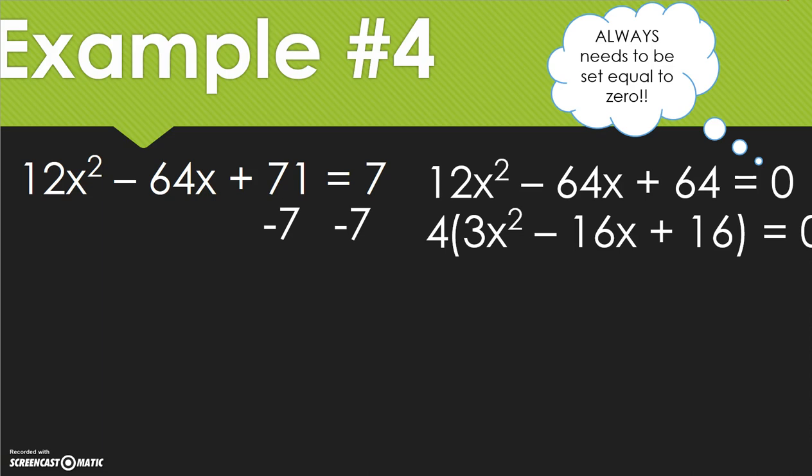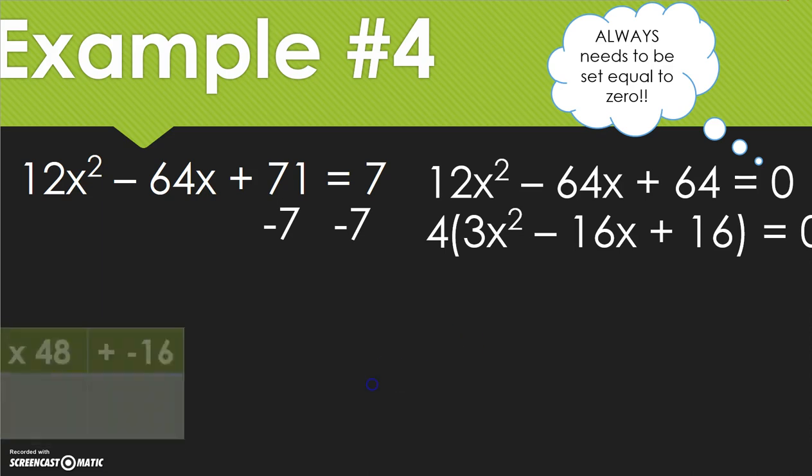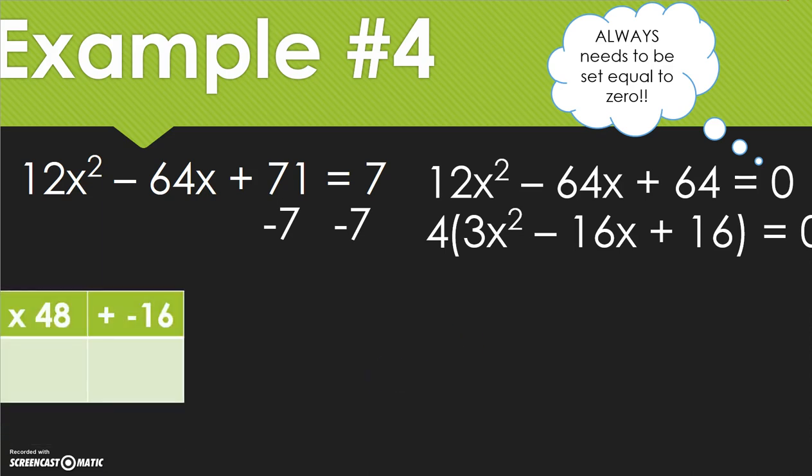Alright, once we factor out the GCF, you can ignore that GCF. You'll never need it again for this type of problem. So you can just ignore it. It's going to make your numbers smaller. Okay, so you do want to factor it out, but now we don't need it anymore. So we're going to make our table. A times C, so 3 times 16 gives us 48. And then our B value is negative 16.